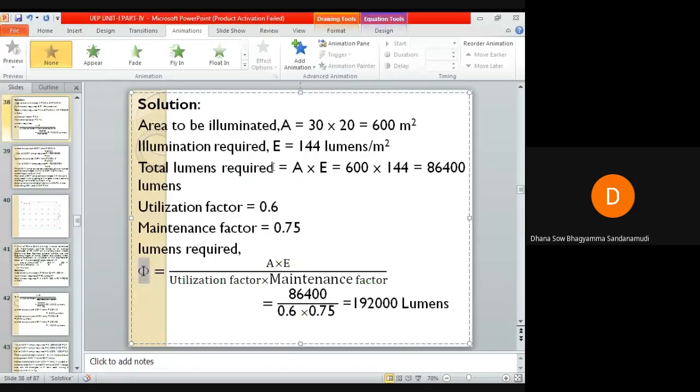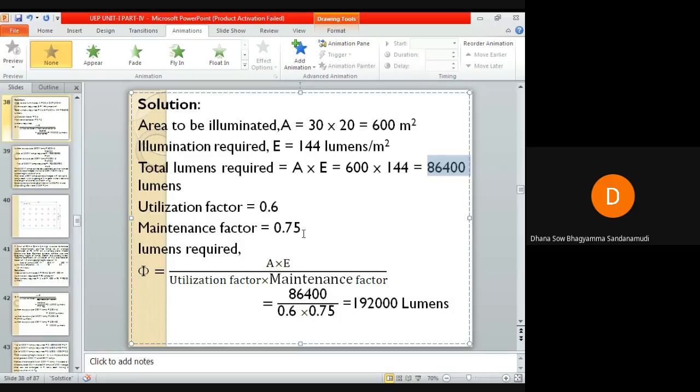That's why I have not written phi here. Because if I write phi in two places, you may get confused. The number of lumens required is A into E. So area is 600 into 144. You will get 86400 lumens.